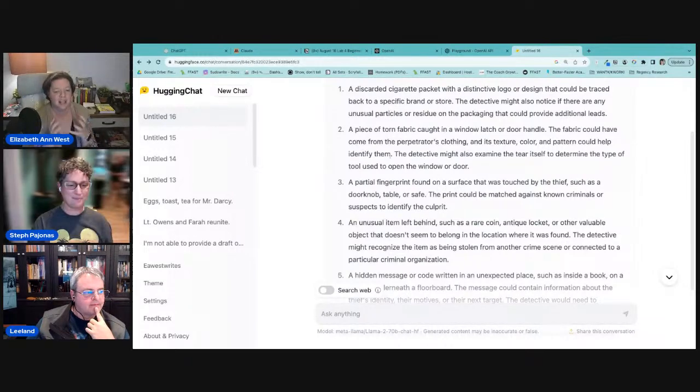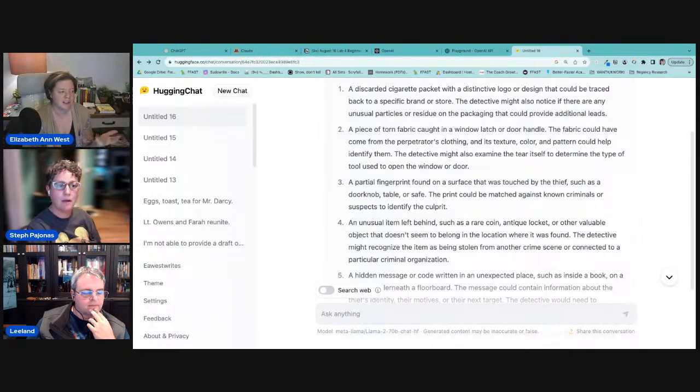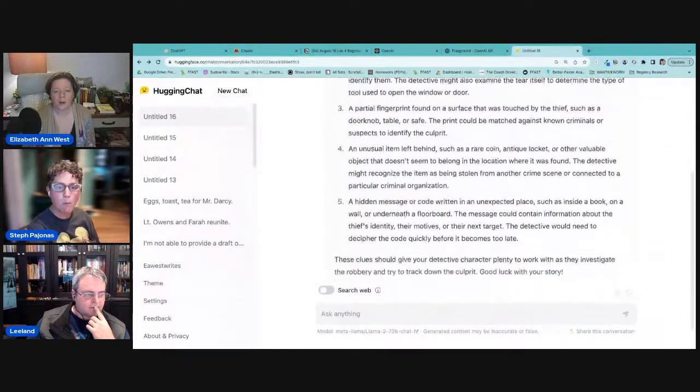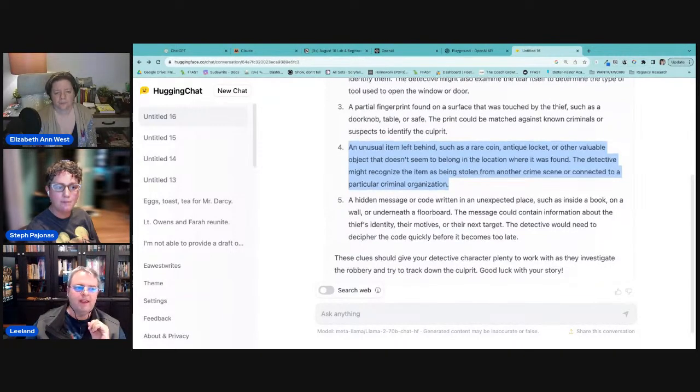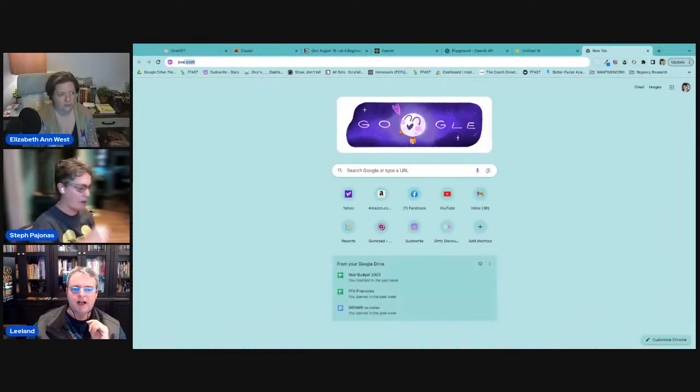The fabric could have come from the perpetrator's clothing, and its texture, color, or pattern could help them. Now, I will notice that's the difference I see with these smaller parameter models, like the 70 billion. It doesn't always have those richer details like tweed or the actual type of fabric that would make sense for the 1930s. That makes sense because that may not have been in the training data. A fingerprint. A rare coin, antique locket, or a valuable object that doesn't seem to belong where it was found. I haven't seen that on any of the models yet. Have you, Leland? No. Actually, one of them, the very first time I ran it with a little extra stuff, gave me a discarded pocket watch among the debris.